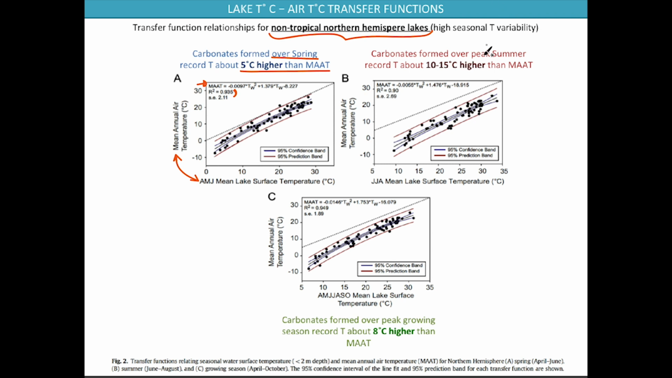Now, over peak summer periods, JJA, mean lake surface temperatures are related to mean annual air temperatures through this equation here, with R squared equal to 0.9. So, carbonate formed in these lakes over peak summer will record temperature about 10 to 15 degrees warmer than mean annual air temperature. Finally, over the period of April to October, covering the peak growing season in the Northern Hemisphere, MLST are related to mean annual air temperature through this equation here, with an R squared of 0.949. So carbonates formed during this period of integration average around 8 degrees Celsius warmer than mean annual air temperature.